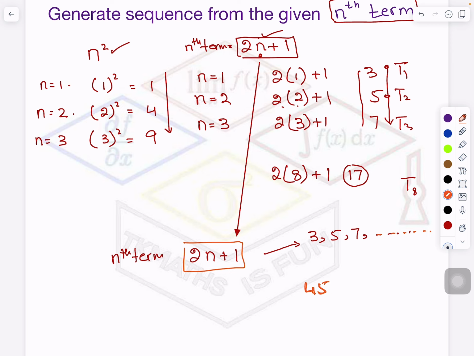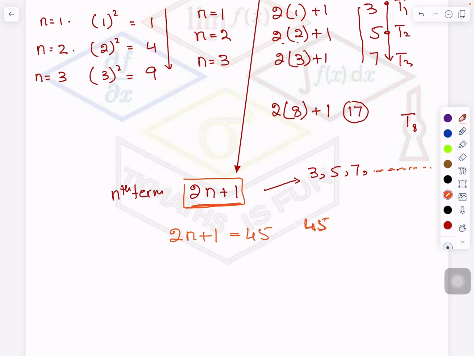What is the technique? Do you think you will keep writing and check? That will be too time consuming. So the technique is, because this term gives you the sequence, I will say, okay, if this term is giving me a sequence which has 45, then what was that term? I have to find out is 45 in the sequence or not. So what do we do? We put the nth term equal to that number and solve it.